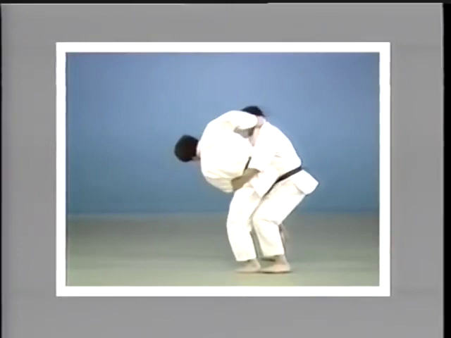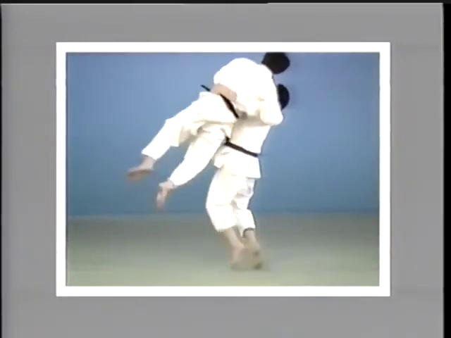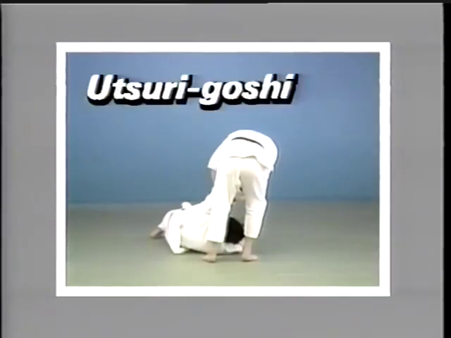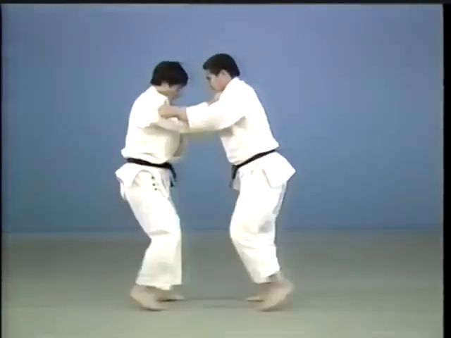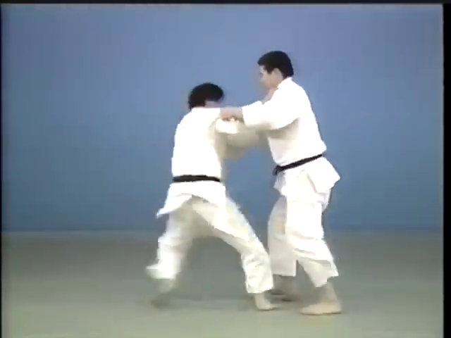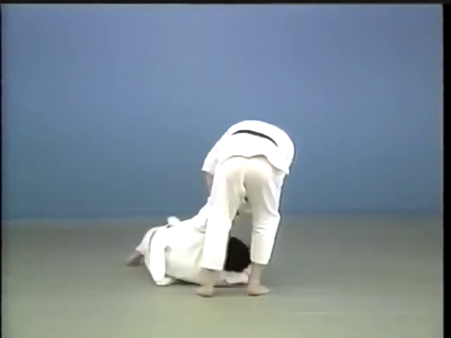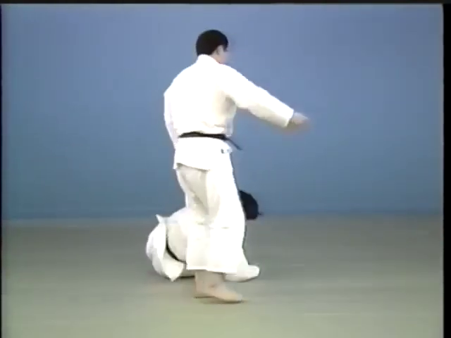Utsuri goshi. Utsuri goshi is a kind of technique used when your opponent attacks with koshi waza, to raise him up and throw him on your hips.